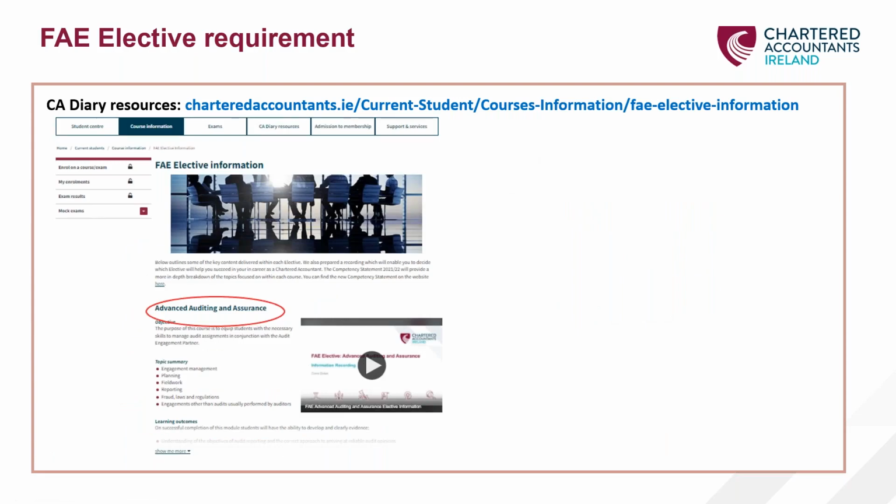Firstly, you must have passed the Advanced Auditing and Assurance elective, which is one of the electives available as part of the FAE. It is therefore very important that trainees factor in this consideration following completion of CAP 2 and before enrolling on the FAE.